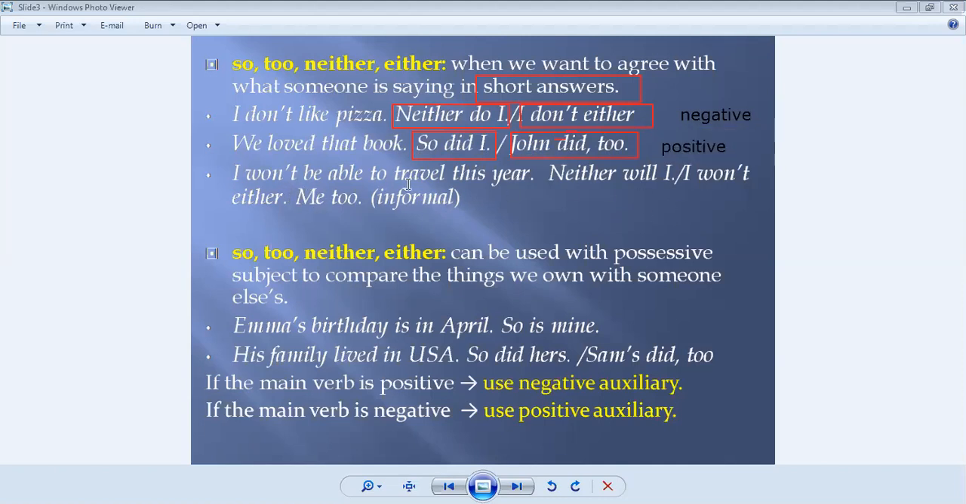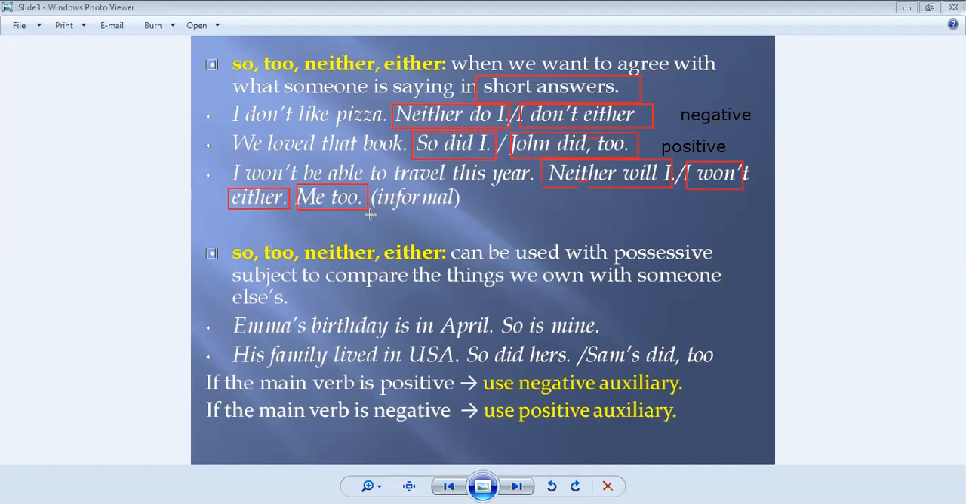So, for example, I won't be able to travel this year. And then someone says, "Neither will I," or "I will not either." Also, we can say "me too," but it is a very informal way, okay? If you use "neither will I" or "either," you will sound more like a native.